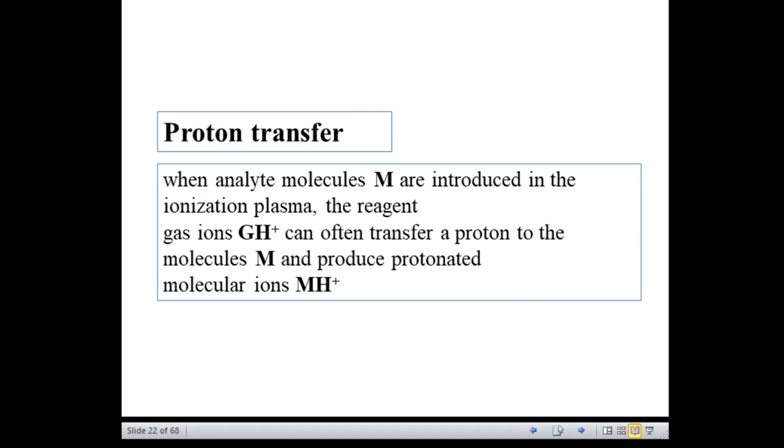So this is already present in the source, and now the molecules M are introduced into the ionization plasma. So the reagent gas ions transfer a proton to the molecule to be analyzed and produce a protonated molecular ion.